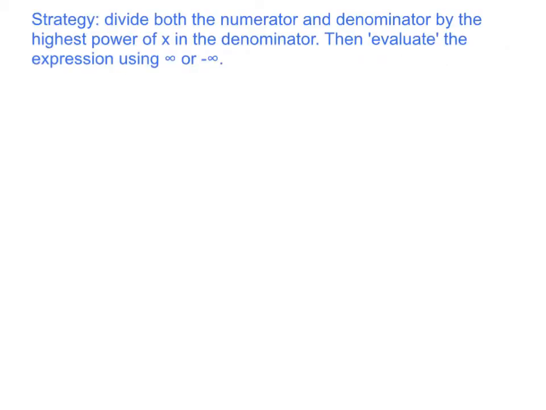So the strategy that we're going to use here is something that you probably saw in math analysis, although I think I explain it slightly differently. What I want you to do in these problems is divide both the numerator and the denominator by the highest power of x in the denominator. I think last year you just divided by the highest power of x. For me, it makes more sense to do it by the highest power of x that's in the denominator. Then you'll, quote-unquote, evaluate the expression using infinity or negative infinity, which means try plugging in infinity, or negative infinity, and think through what this value is approaching.